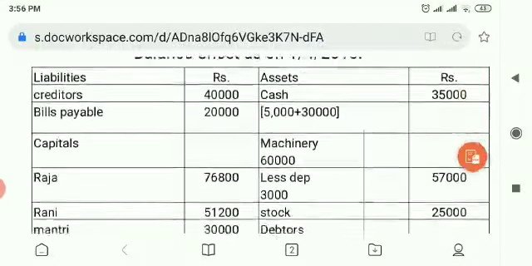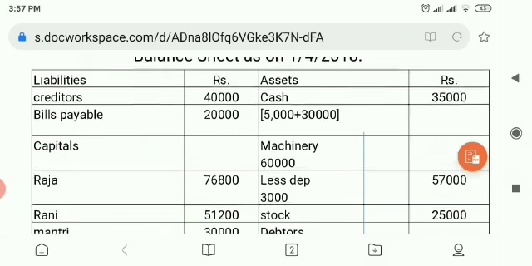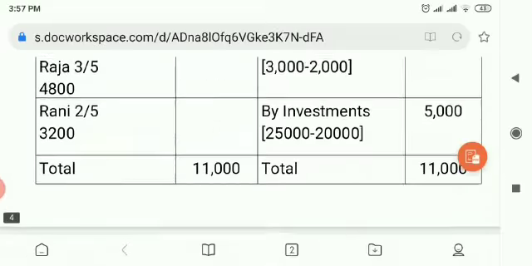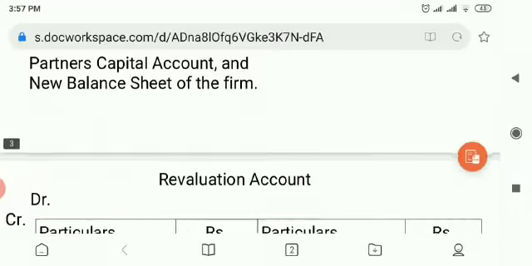Come to your asset side of the balance sheet, write debtors 23,000 in the inner column, less PDD only 2,000, minus it, outer column 21,000. Come to the next. They have told you investments is to be valued, or revalued, and some students had asked me the question as to what is the meaning of the word revalued or valued. It means as per the market the value of the investments is 25,000.